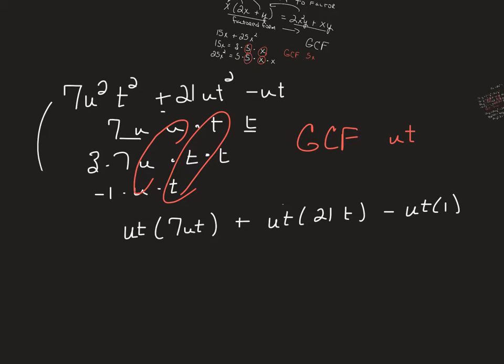Now if I factor out a ut, use the distributive property in reverse, I'm going to have ut and then everything else. I've got 7ut plus 21t minus 1. Don't forget the minus 1. That's part of the problem.